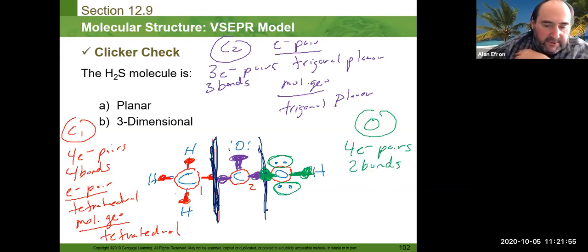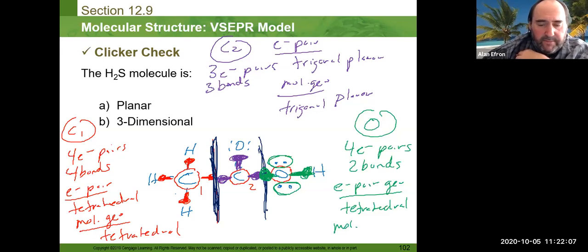So something with 4 electron pairs in terms of electron pair geometry is tetrahedral. But because we only have 2 bonds, the molecular geometry here would be bent or V-shaped. I scribble in the corner there, bent or V-shaped for that last one. So in this one molecule, at those three different points along the way, we actually have three different geometries happening.